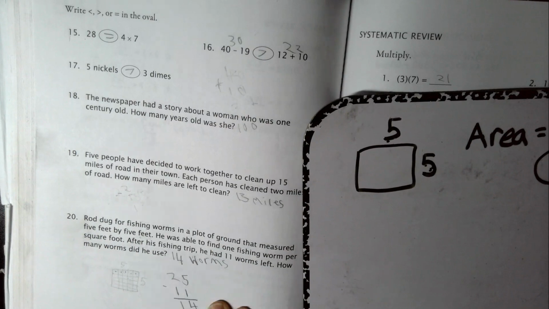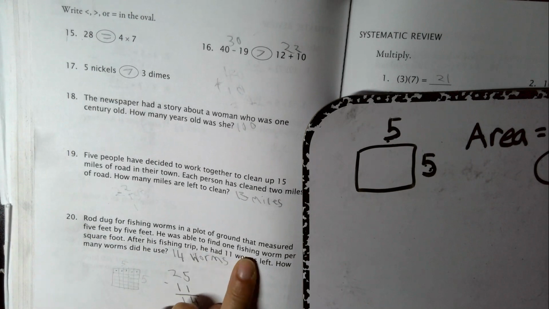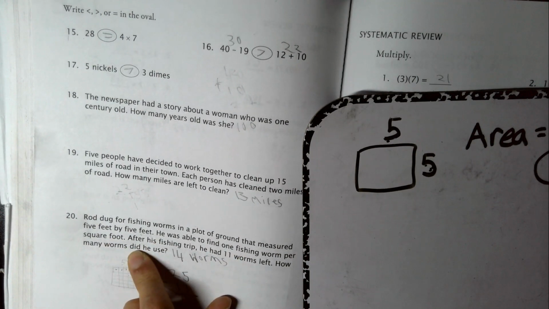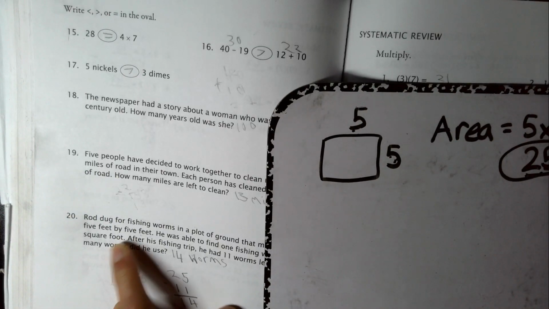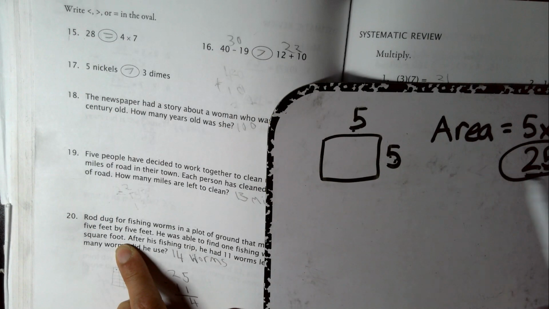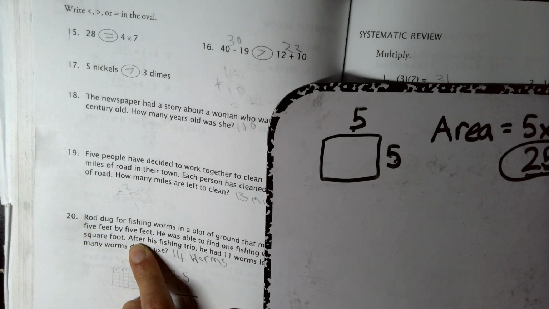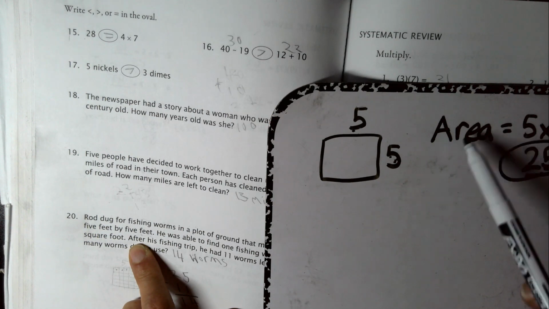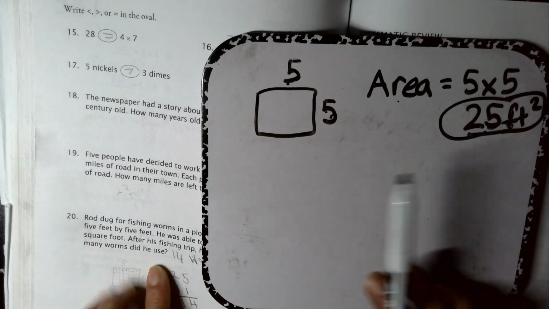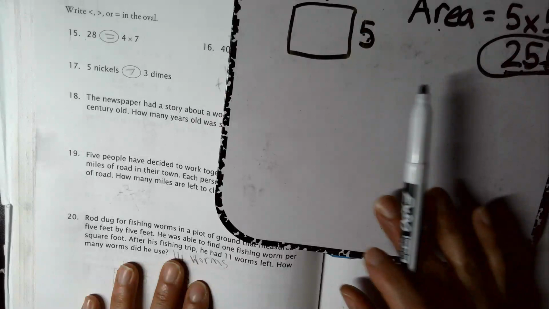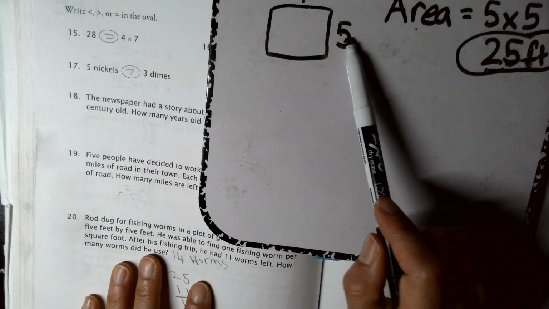So over here it's saying that he was able to find 1 fishing worm per square foot. When you hear square foot, you know automatically that they multiplied length times width to find the square feet, because the area is always in square feet. So anytime you hear something like that, you know that means they multiplied length times width and found the area.